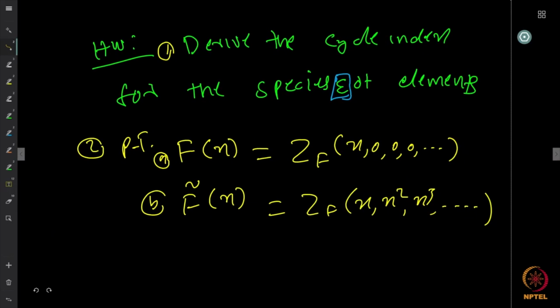Then, derive the cycle index for the species epsilon of elements. The second question is to prove that f of x is equal to, right? So f of x was the exponential generating function for the species F, and you can obtain this directly from the cycle index by substituting in ZF, where the first index has x and everything else is 0. So x1 goes to x, x2 and x3 are 0. If you substitute this in ZF, you should get f of x.